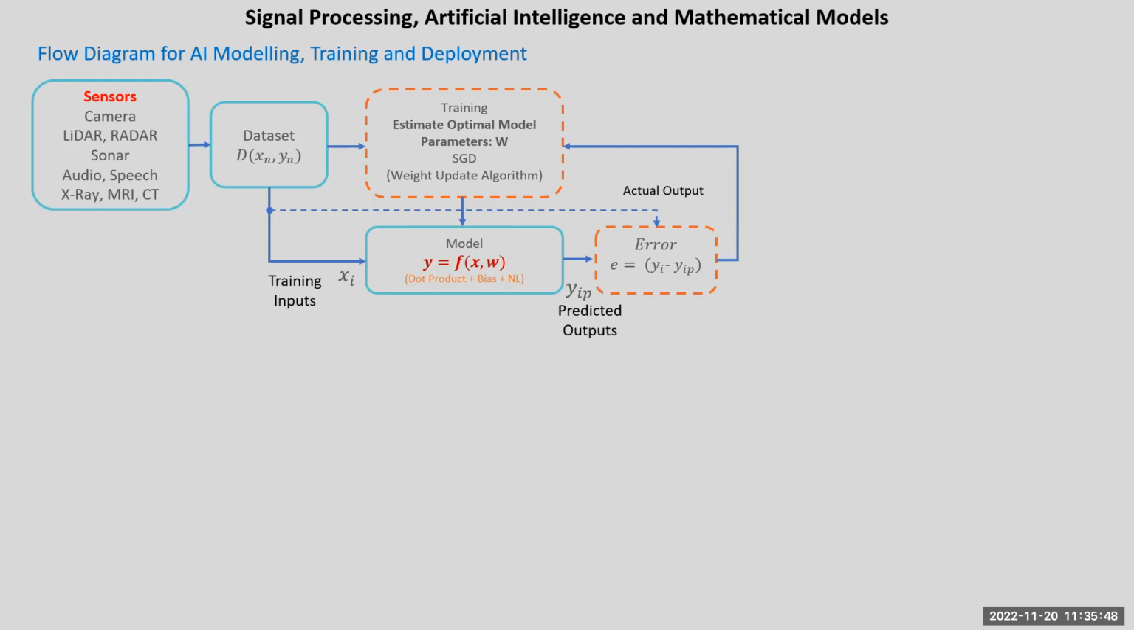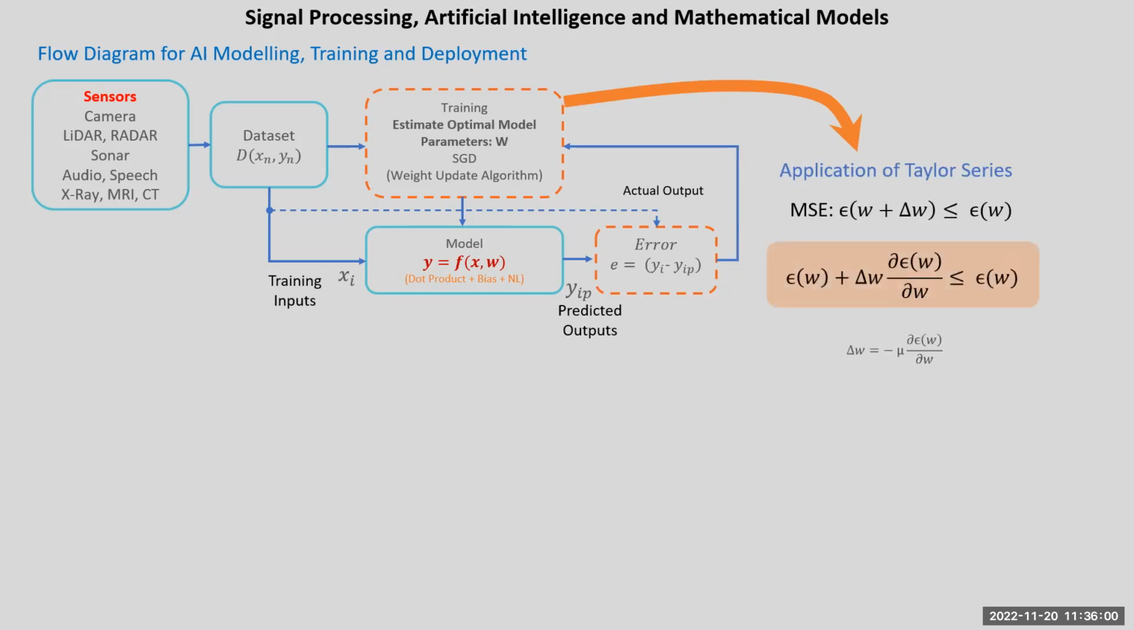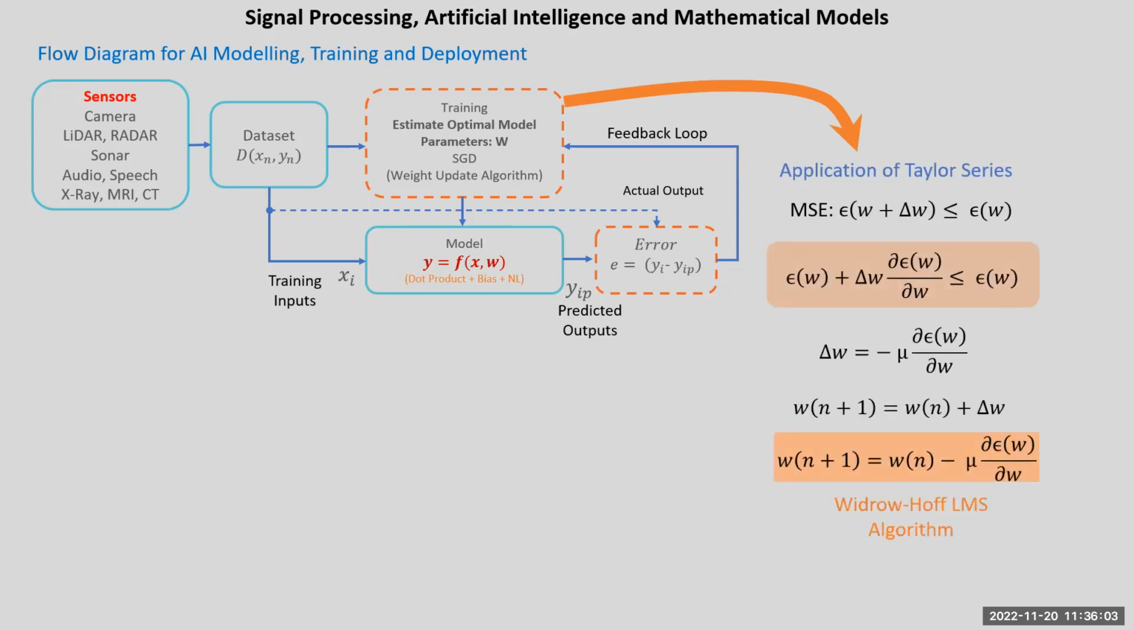And that error is used in the training algorithm to update the weights of the artificial intelligence model. Now, how can one update the model? You can see the algorithm here, which is called the Widrow-Hoff LMS algorithm, which gives a mathematical foundation for incrementing weights W in the next iteration, called Wn+1, based on the previous value Wn minus mu, which is called the learning parameter, multiplied by the derivative of the mean square error.